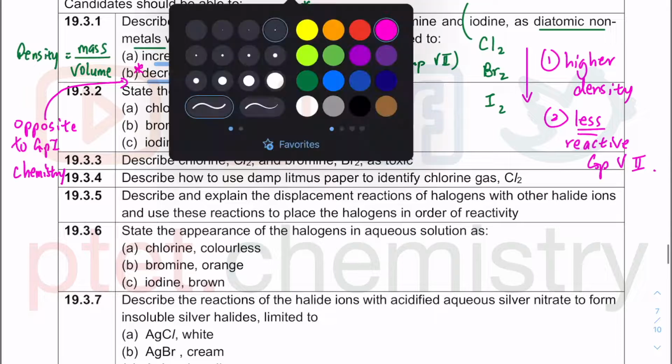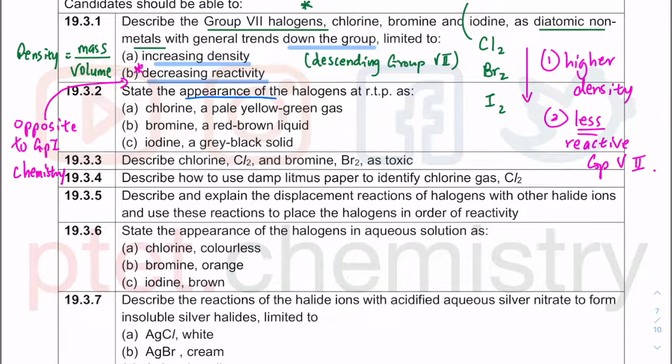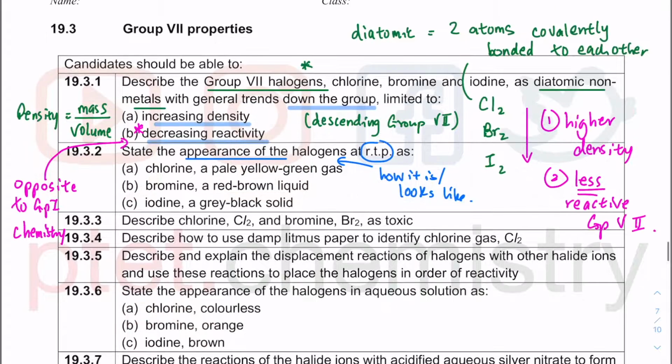We're also going to be able to state the appearance. Appearance meaning how it looks like. And this is at RTP. RTP refers to room temperature and pressure.